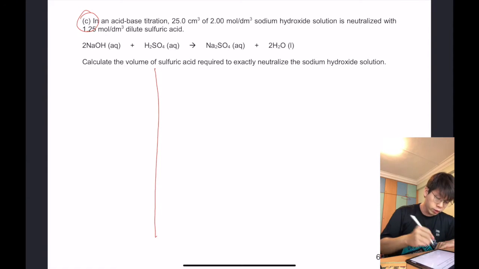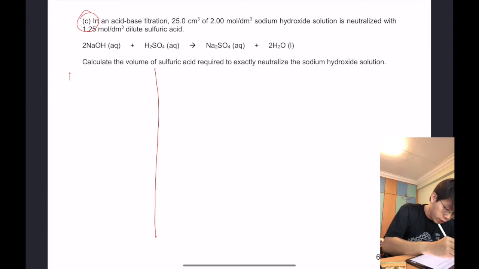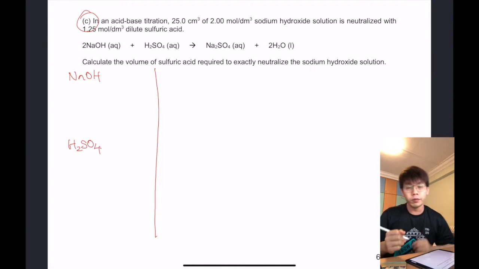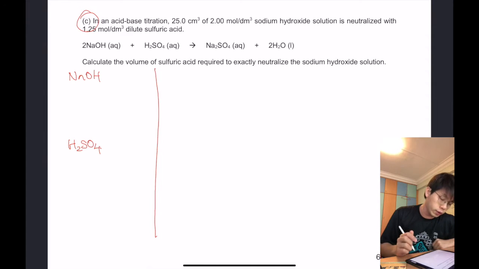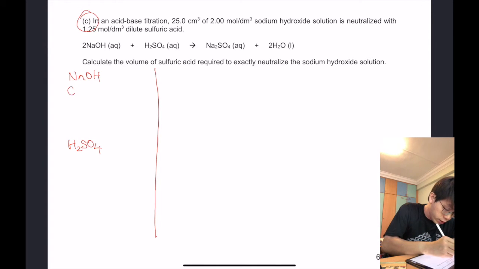Okay, so I'm going to draw a thing at the side, and the two chemicals that they gave you were sodium hydroxide and sulfuric acid. So I'm going to write sodium hydroxide and then sulfuric acid. When we are dealing with concentration, there are three quantities that we need to know. So what are the three quantities? Yes, the three quantities are concentration, number of moles, and volume. So again, concentration, number of moles, and volume.